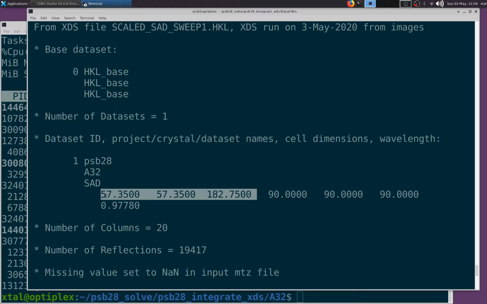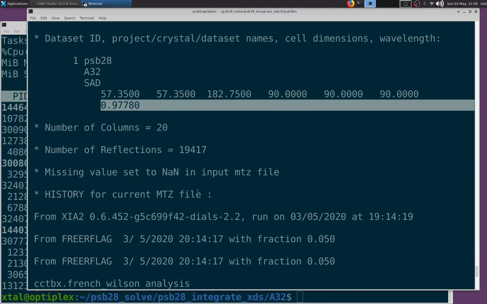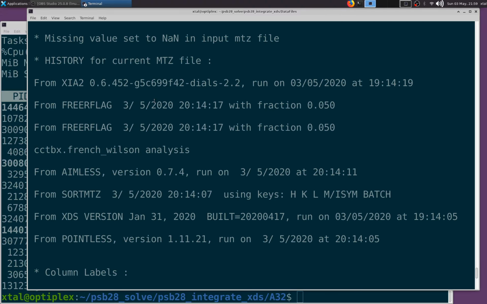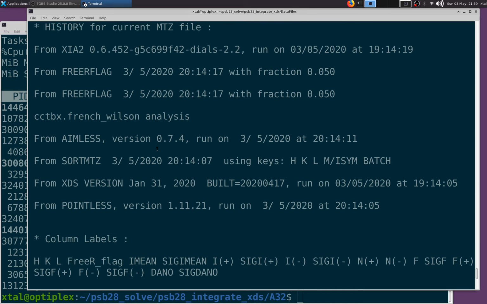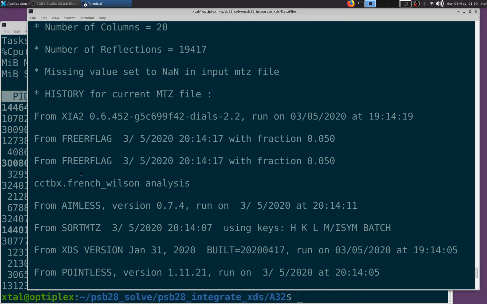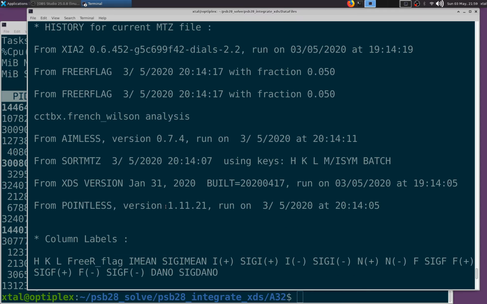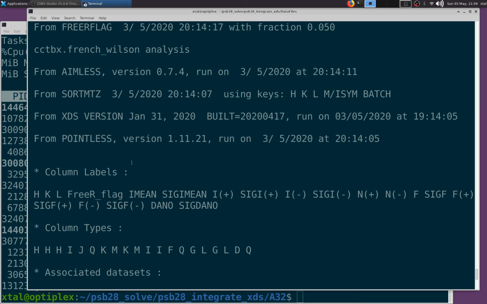This is the unit cell. Slightly refined from before, so 57, 57, 182.75. That's the wavelength. This is the history of the file, so we see it's gone through Xia 2, it's had free R flags added to it, various scaling programs, and these are the columns, so you can consider this to be like a spreadsheet, where these are the columns and each row is a reciprocal space reflection.